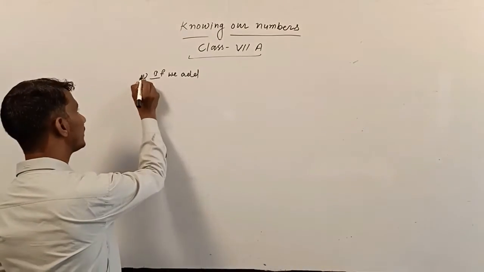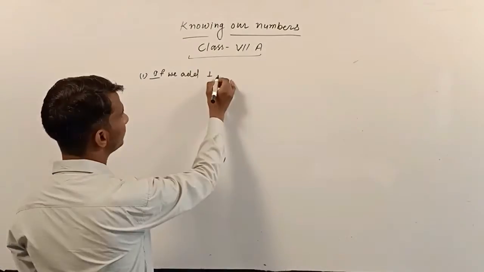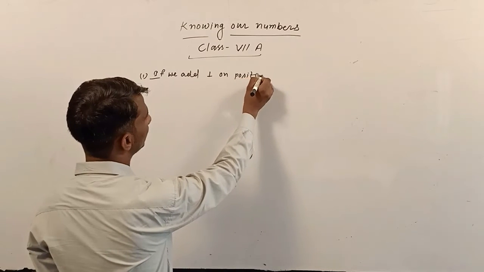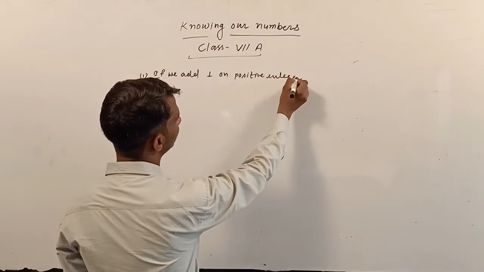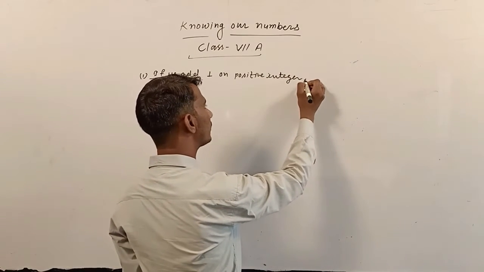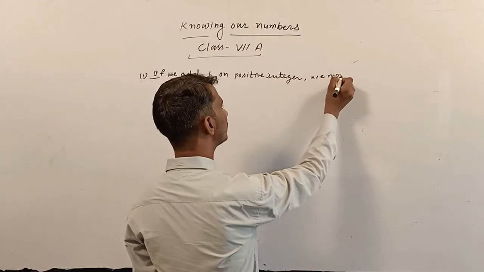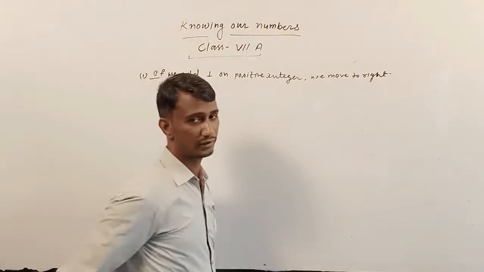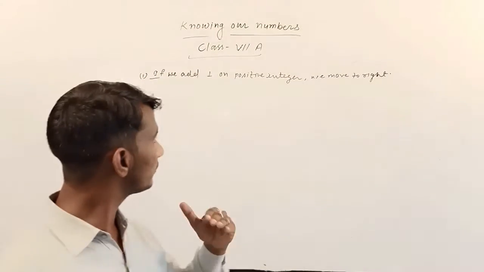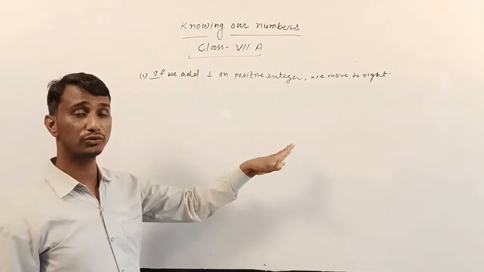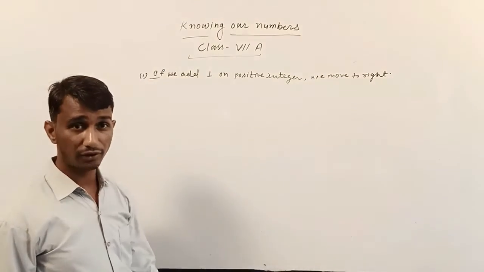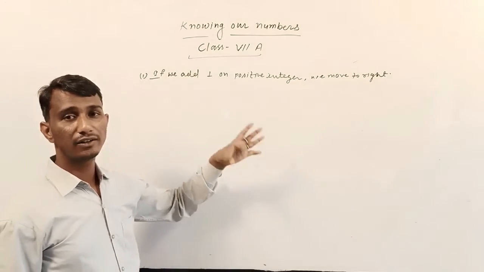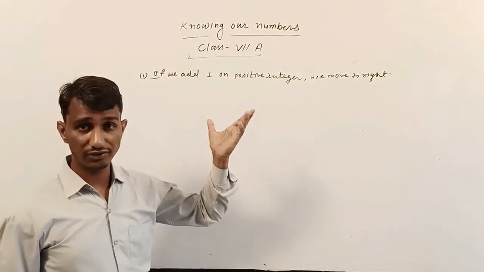First statement: if we add 1 to a positive integer, we move to the right on the number line. On the number line, I will tell you how to add and how to subtract. Okay, on the number line. This is the basic form of adding integers and subtracting integers.